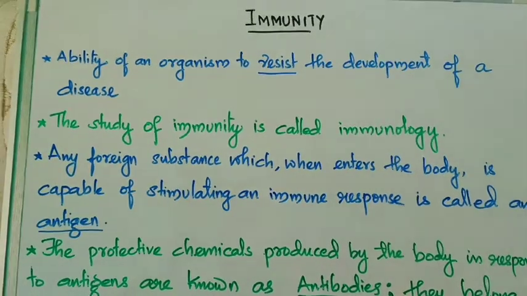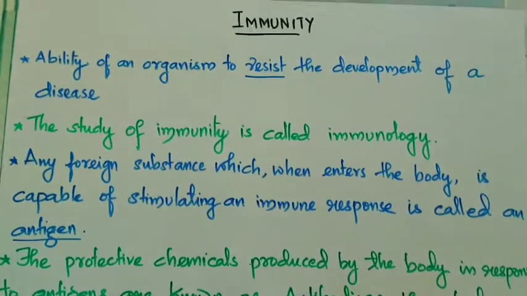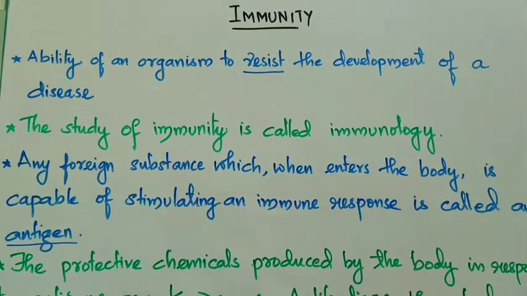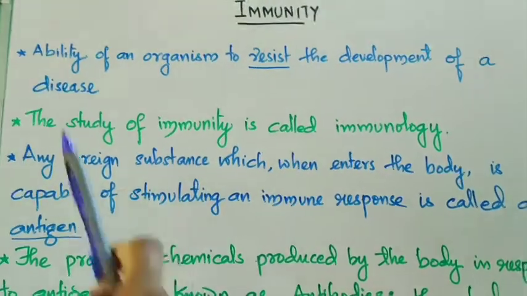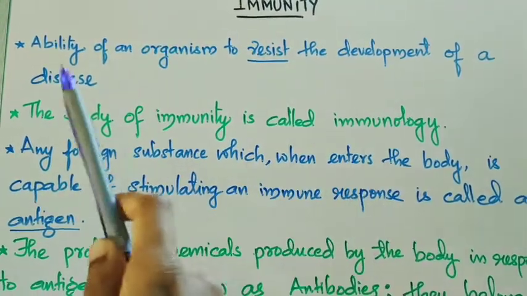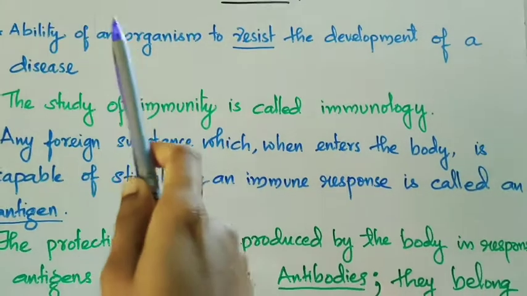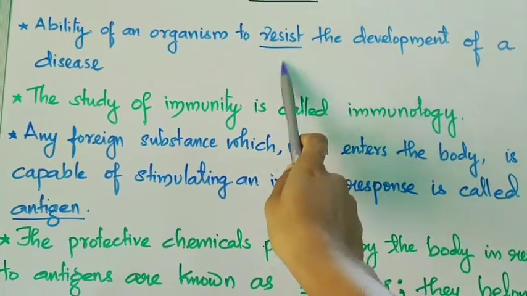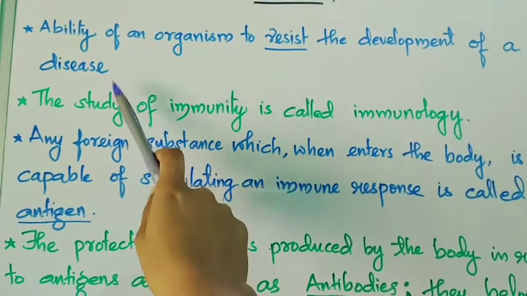Hello, children. In today's session, we will be dealing with the topic immunity. Now, what is immunity? It is the ability of an organism to resist the development of a disease. Ability of an organism to resist, focus on this word, to resist the development of a disease.